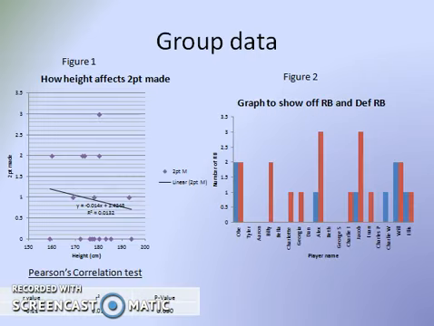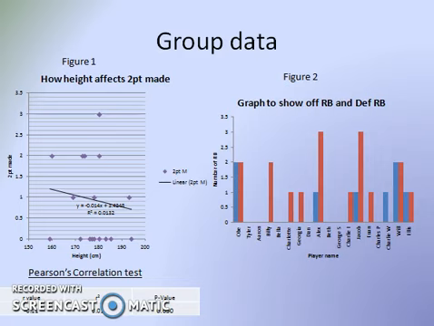Firstly, I'm going to talk about the group data and use Pearson's correlation test to see if there is a positive or negative correlation between the different components, and also to see if the graph has significance or doesn't have a significance. I can tell this by looking at the P and R value.